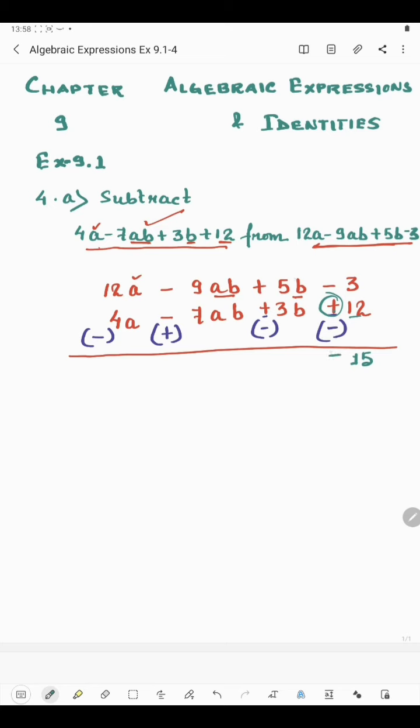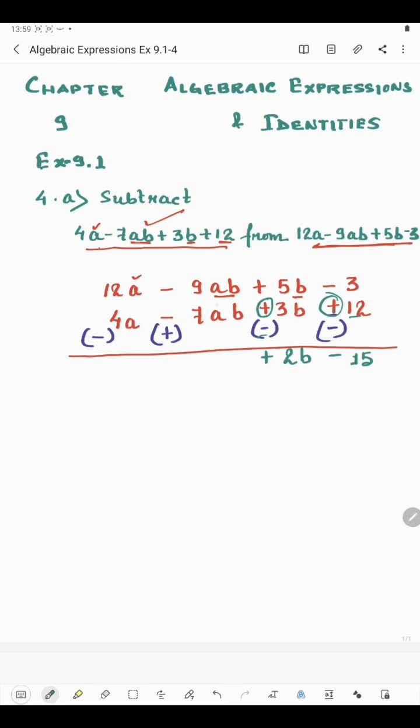Okay, now coming to the next term, here we have plus 5b and minus 3b. Because we will not take this sign, we will consider the minus sign. Okay, so plus minus will become minus. So 5 minus 3 is 2b, and since 5 is greater than 3 and the sign of 5 is positive, it will be plus 2b.